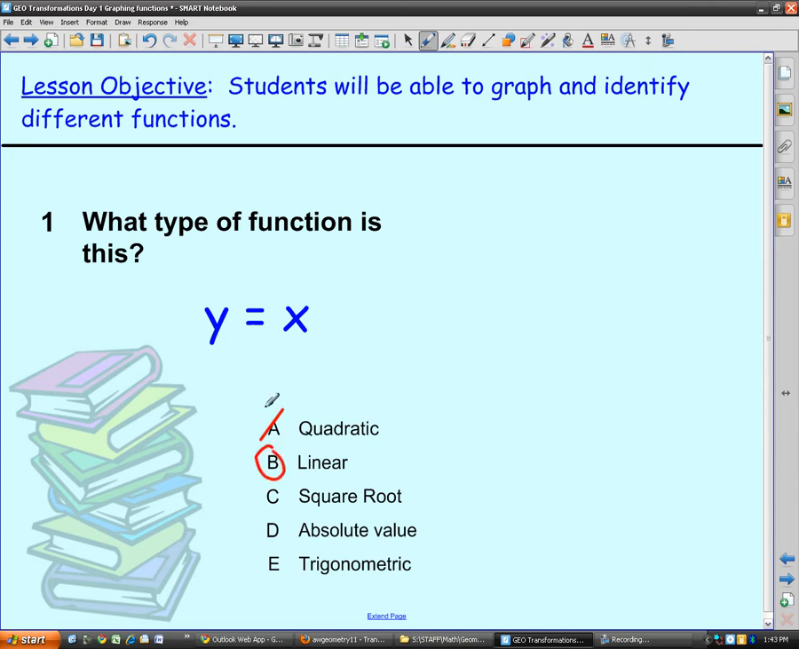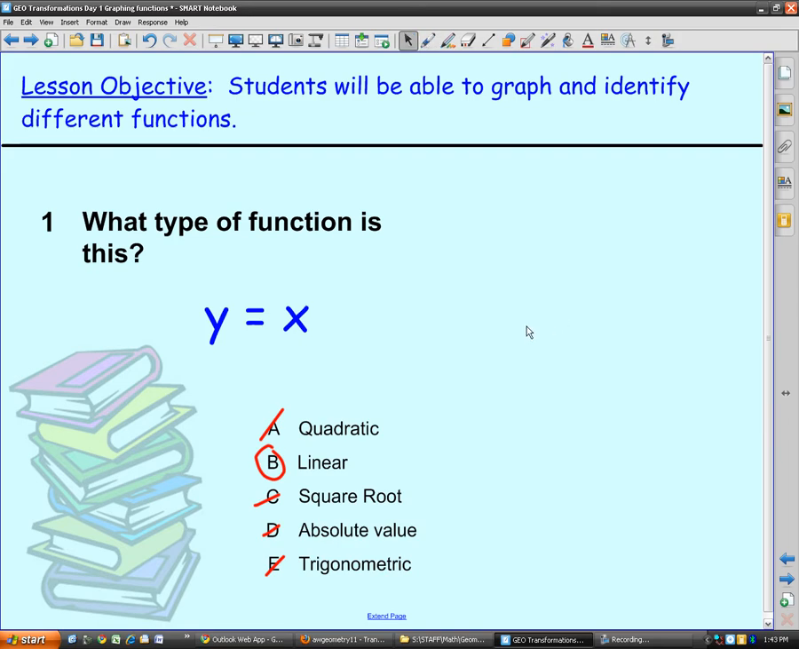If it was square root, it would have a little square root in front of it, but it doesn't. If it's absolute value, we use the absolute value symbol, which it is not. So these two are gone, even though I already told you. And then if it's trigonometric, that's where you'll see sine, cosine. So it would be like sine of x and cosine of x or stuff like that. So that's why this one is just a linear function. It'll make a line when it's graphed.